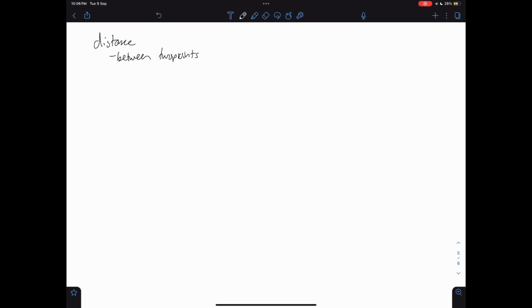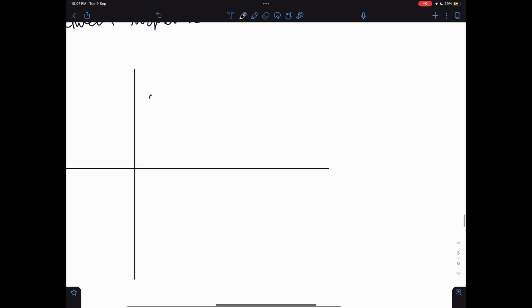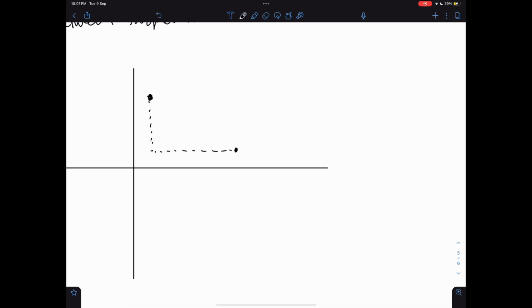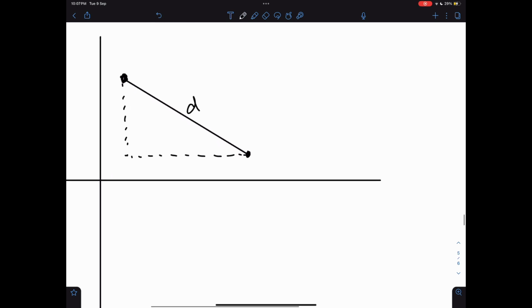And to explain this, I'll put up some axes, do a point here and a point here, and we want to find this distance here. And notice what I've kind of done here. I've formed a bit of a right-angled triangle, and so that should instantly make you think Pythagoras. And we're thinking a squared plus b squared equals d squared.